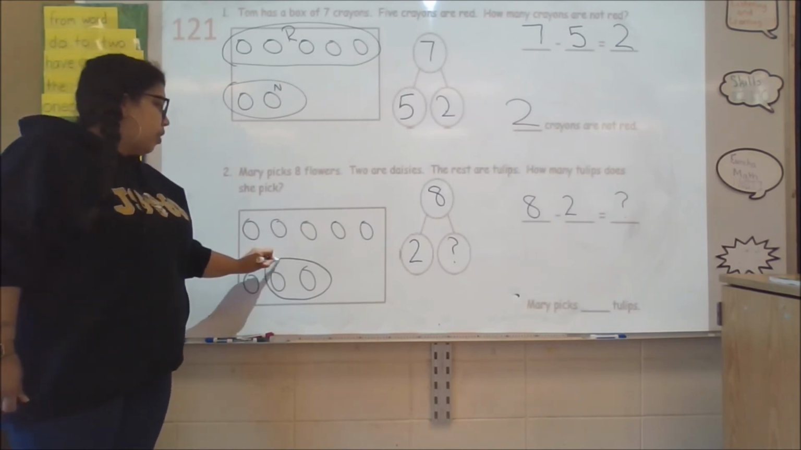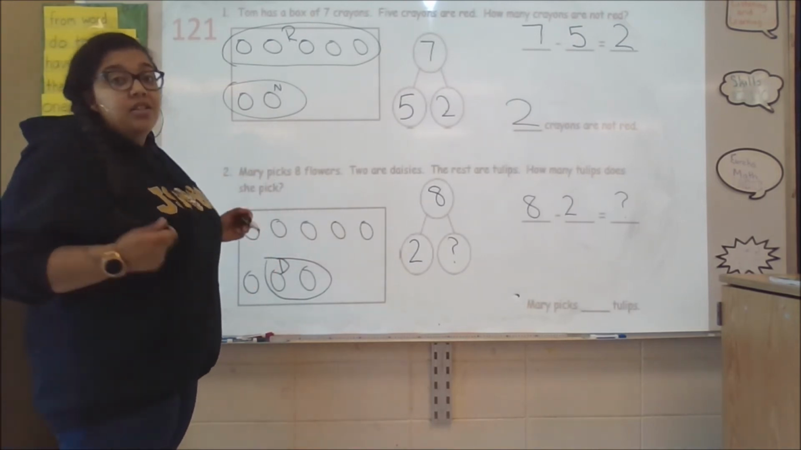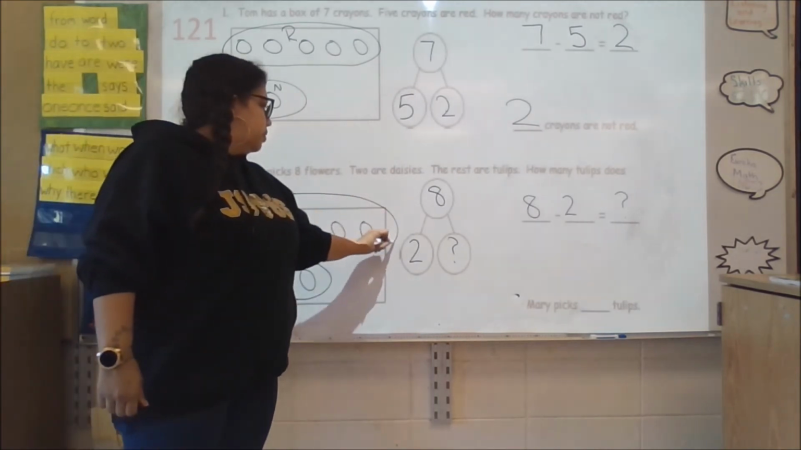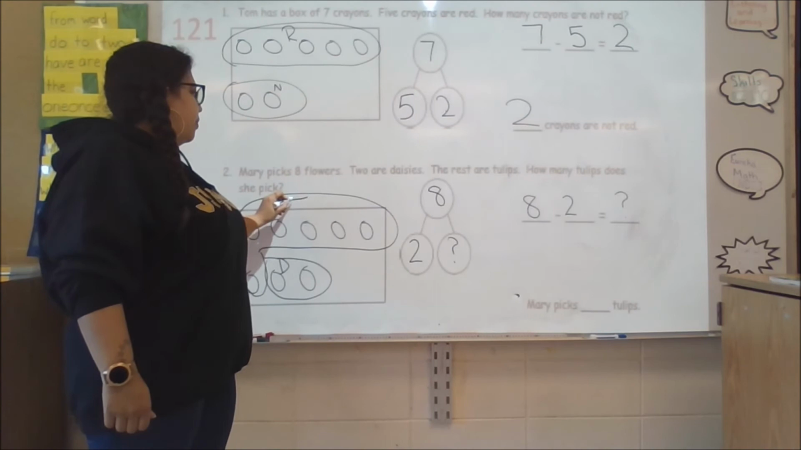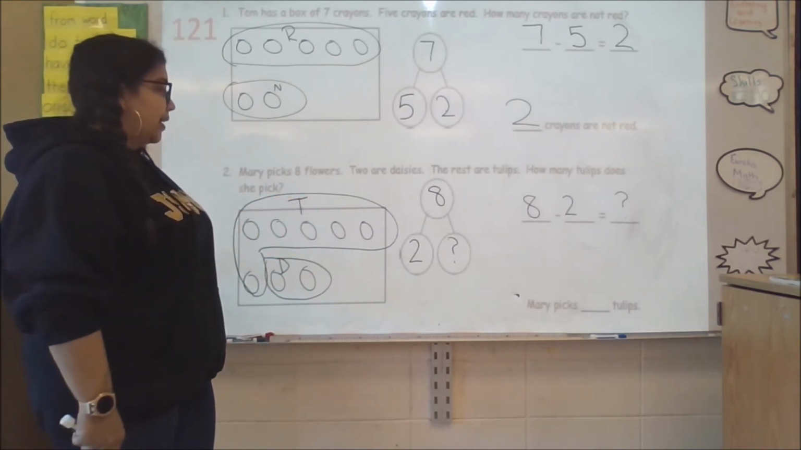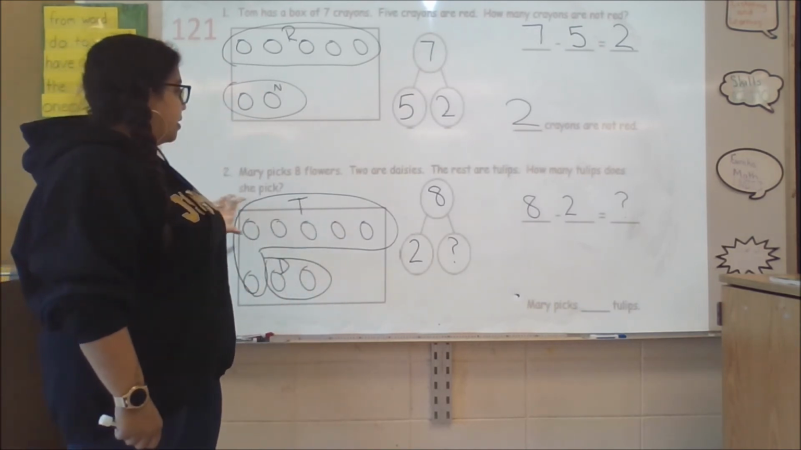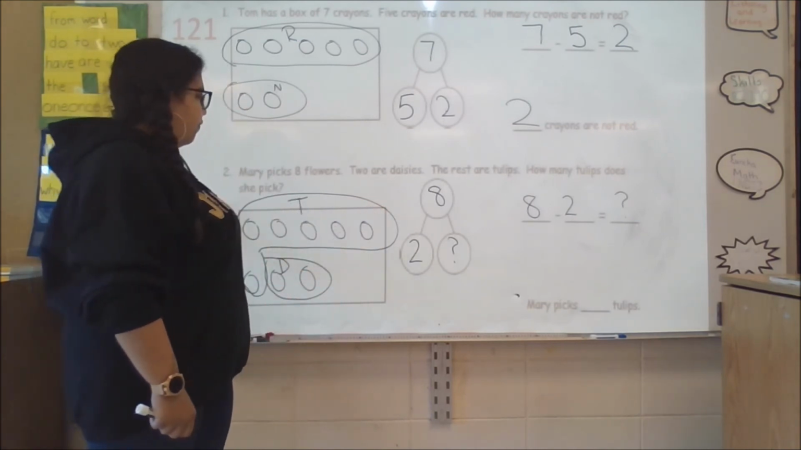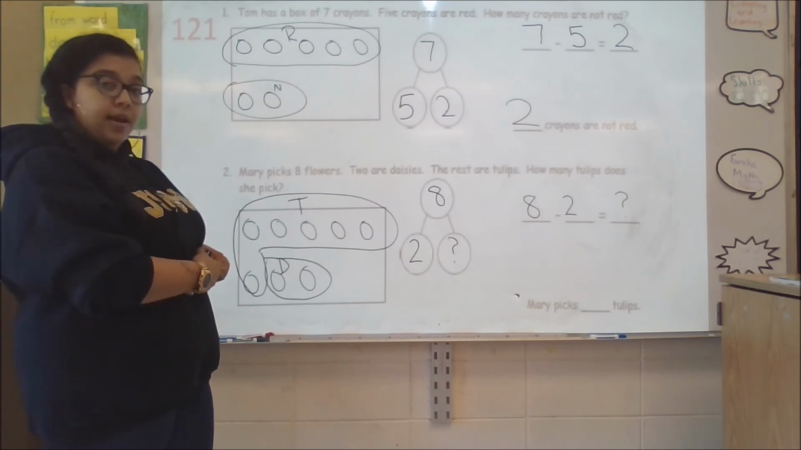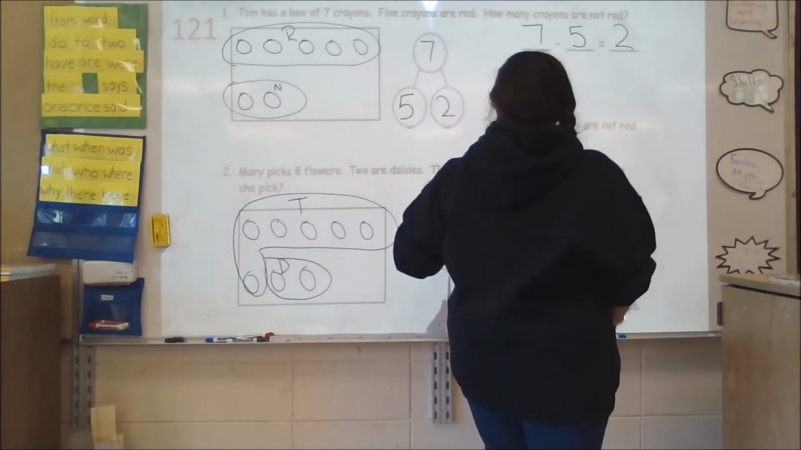Alright, so these 2 are capital D daisies. And we know the rest, so all the uncircled flowers are tulips. So let's group the rest of the flowers together, label it with a capital T for tulips, and count. Well, we can count all, 1, 2, 3, 4, 5, 6, or we can count on knowing that this piece is a full row. So 5, 6. How many tulips does Mary pick? 6 tulips. Great work. She picks 6 tulips.